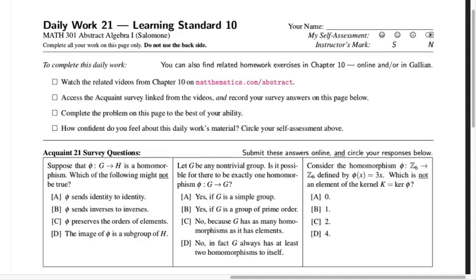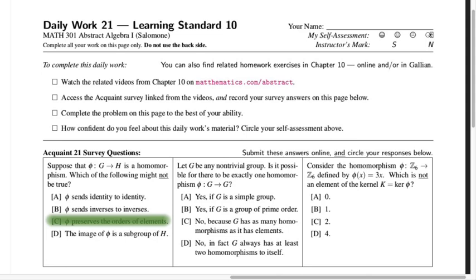So, first survey question. Suppose we have a homomorphism from G to H. Which one of these things does not have to be true? Identity to identity, inverses to inverses, phi preserves orders, and the image is a subgroup of H. Which one's not necessarily true? C, that phi preserves the orders of elements.